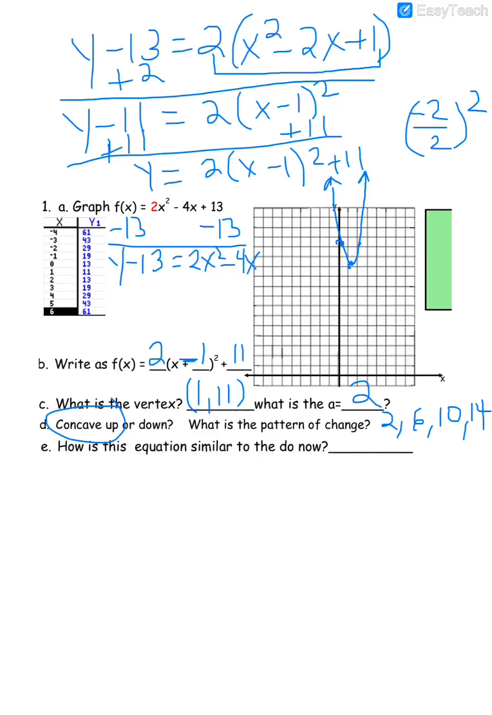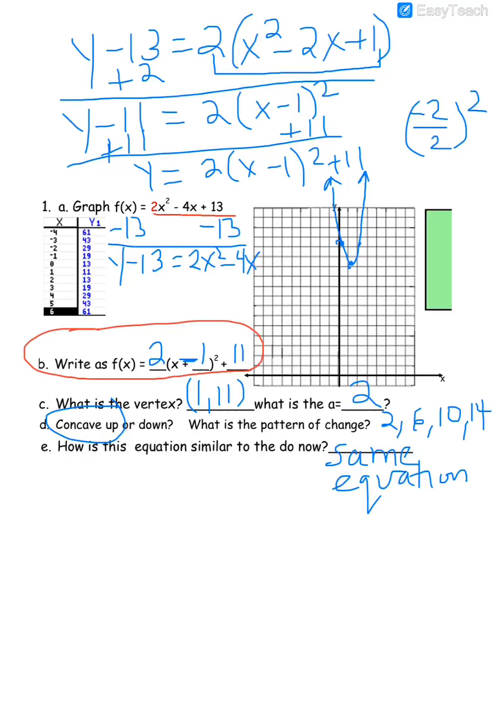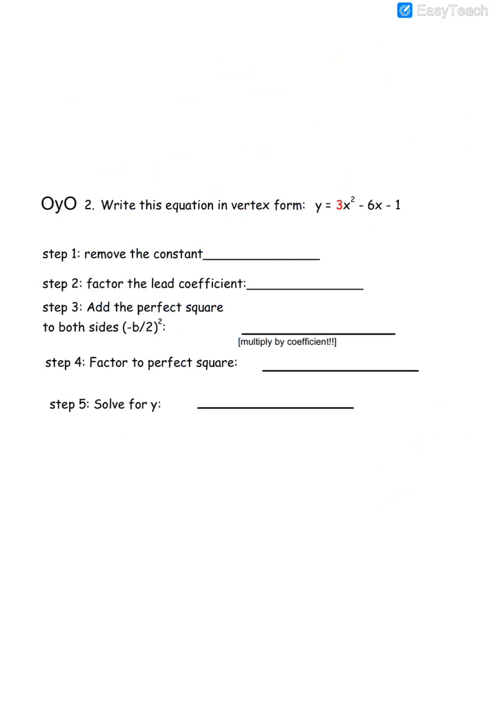How is this equation similar to the do now? It's actually exactly the same. It's the same equation. So we got this here. Once we converted it into vertex form, it looks exactly like the do now. This is the standard form of that equation. Okay, let's move on to the next slide.